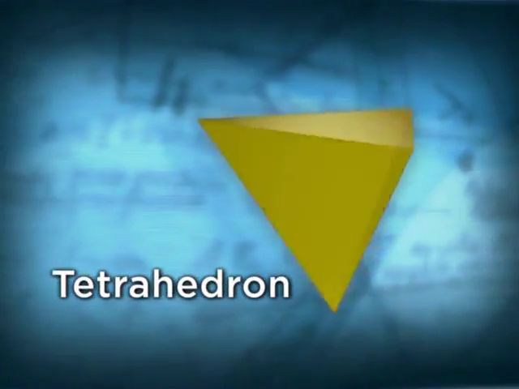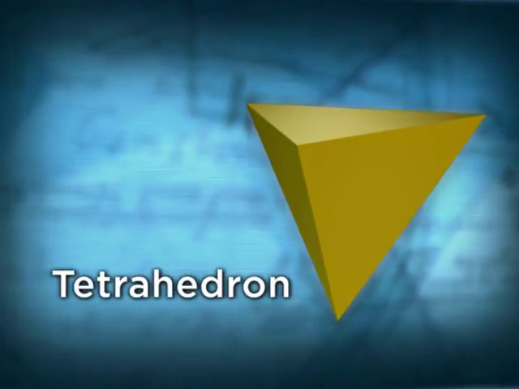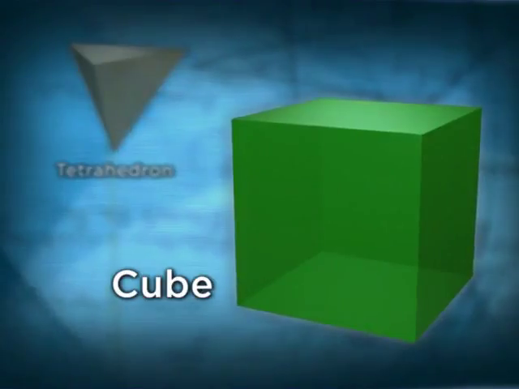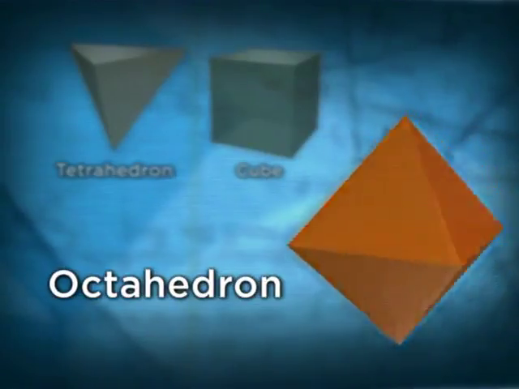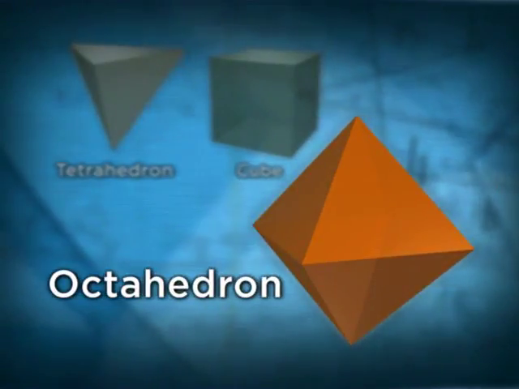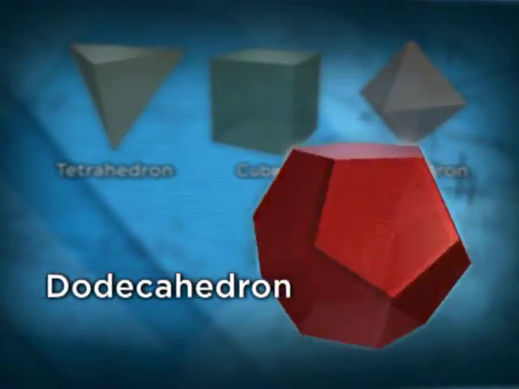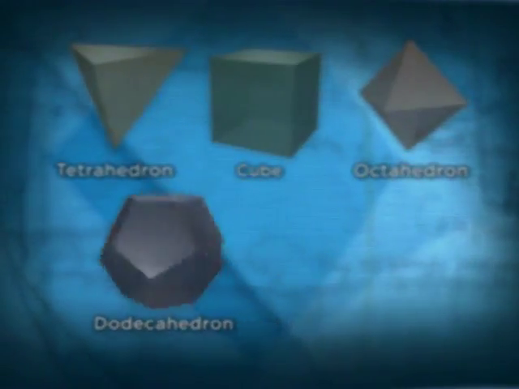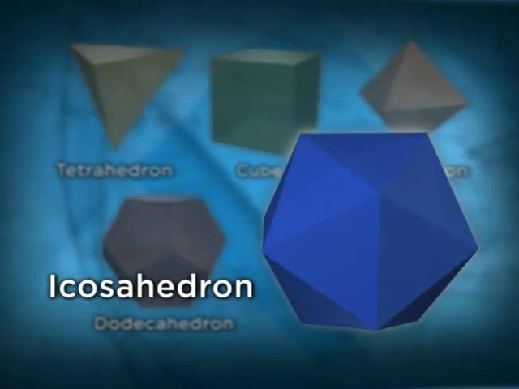There is the tetrahedron, as it's called, 4 equilateral triangles as the faces in this triangular pyramid. There is the cube, 6 faces, each of which is a square, a regular 4-sided figure. There's the octahedron, 8 faces, each of which is an equilateral triangle, perfectly symmetric. There is the dodecahedron, 12 faces, each of which is a regular pentagon. And there is the icosahedron, 20 faces, each of which is an equilateral triangle.